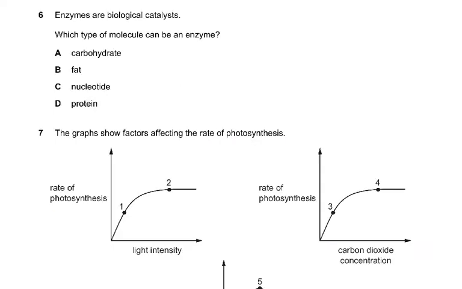Question number 6, enzymes are biological catalysts. Which type of molecule can be an enzyme? It has to be a protein. Enzymes are proteins. They can't be carbohydrates or fats, and nucleotides are part of the DNA molecule.